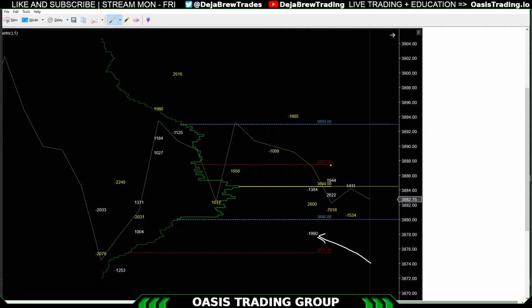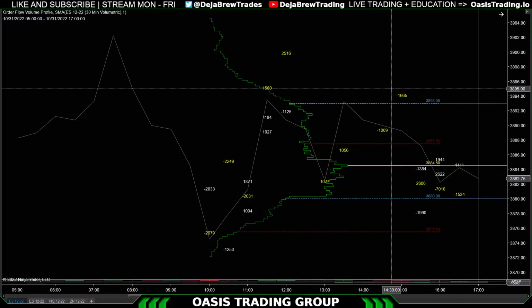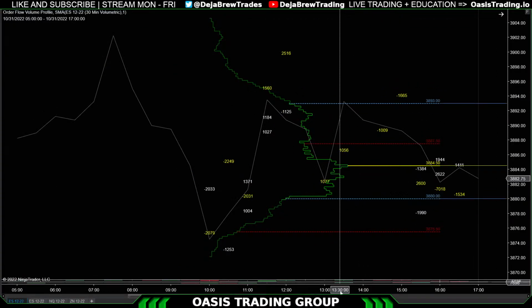So you can quickly see that V reversal on the price line, and then you started to hold around the POC there with a bunch of imbalances. But all right, that is basically it for the 30-minute.